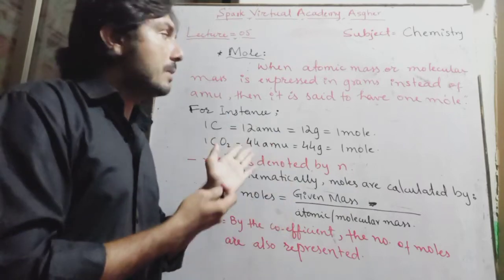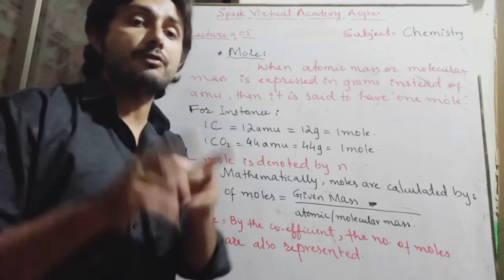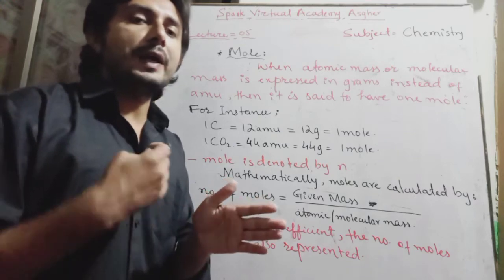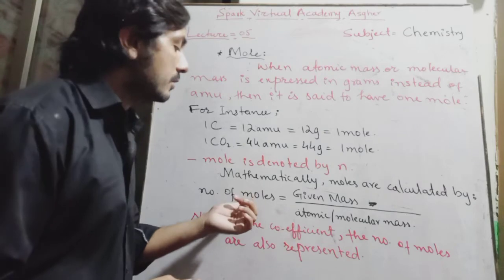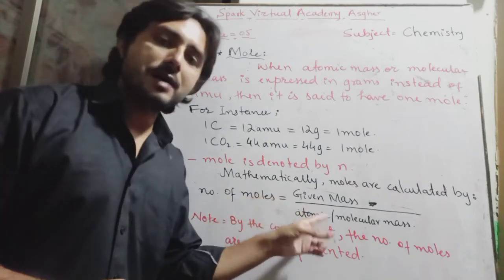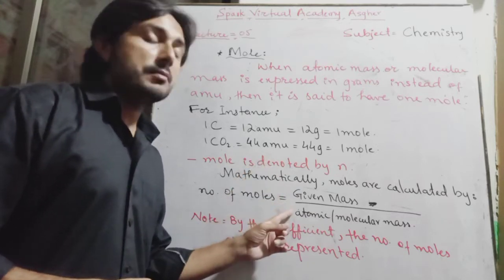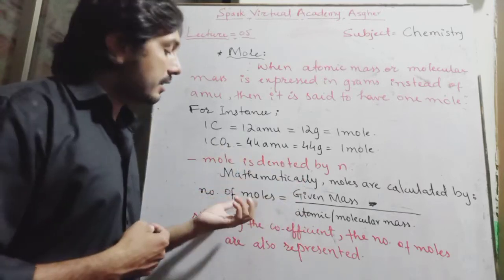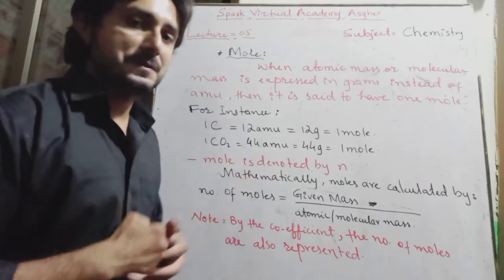The mole is also the basic unit of the amount of substance. If you want to calculate the number of moles in a given substance, here is the formula: number of moles is equal to given mass upon atomic or molecular mass. The mass is given in the data, and the molecular mass or atomic mass we have to determine by using the periodic table. In this way we can find out the number of moles present in any given substance.